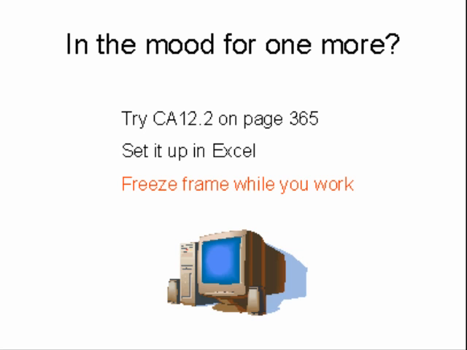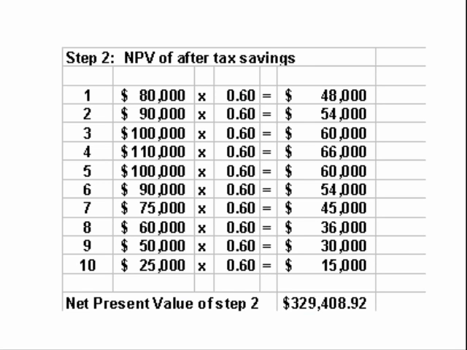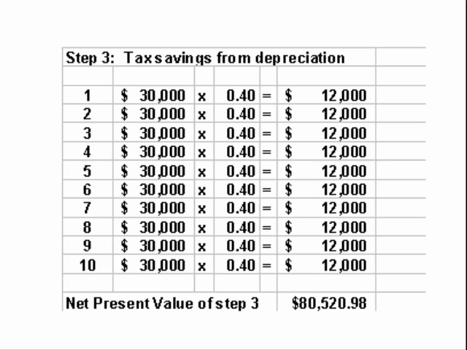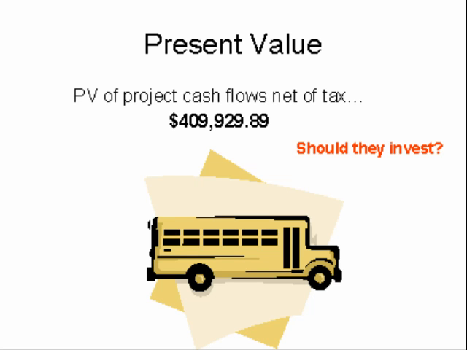All right, let's do one more. I want you to set it up in Excel and also do it by hand so you get practice either way. Here is the after-tax savings. Here's the tax savings from depreciation and the net present value calculated in Excel. You should verify it both ways. Here's the present value of the future cash flows.